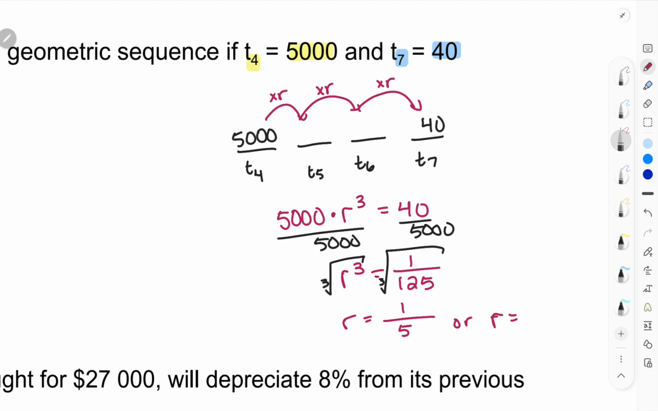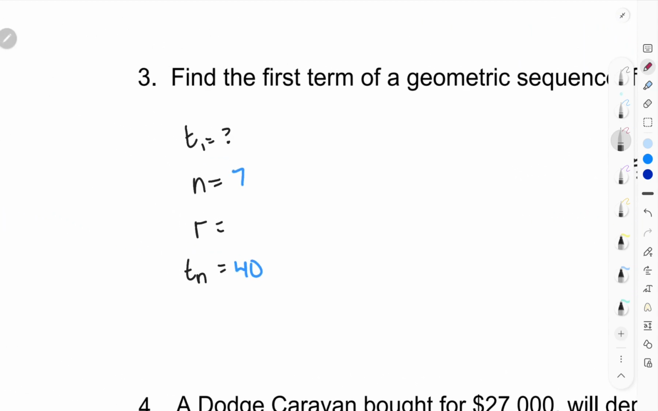And so r is 1/5, or 0.2 as a decimal. And notice what happens when r is a number less than 1. I see that my values are decreasing as I move along this sequence. So now I know my value, r is 1/5.